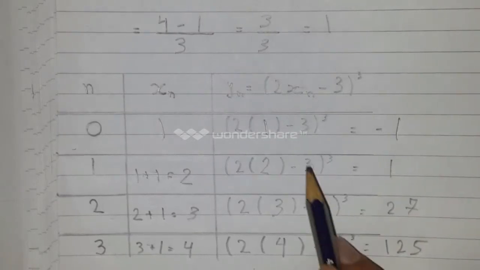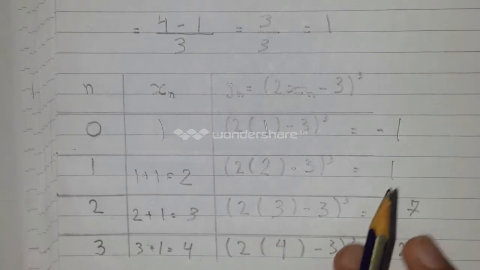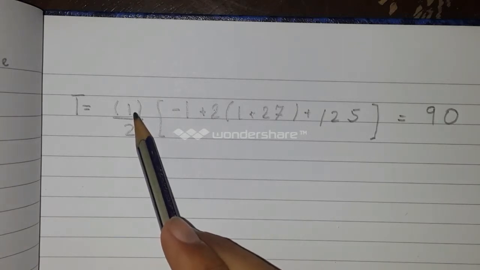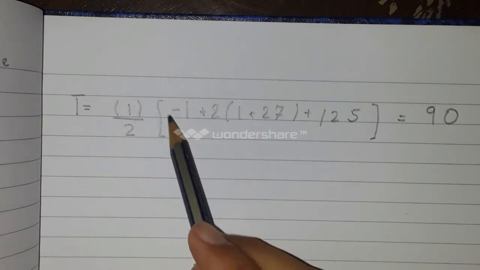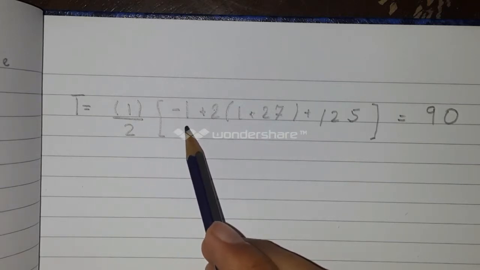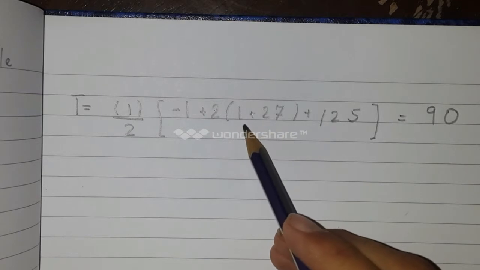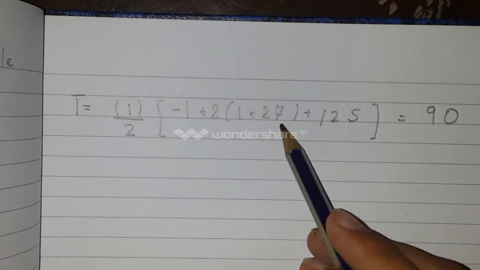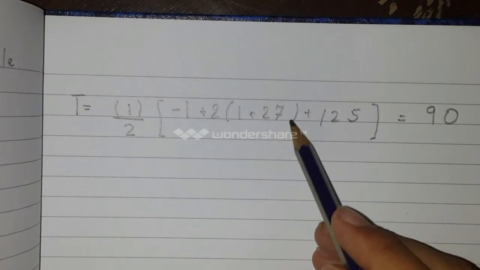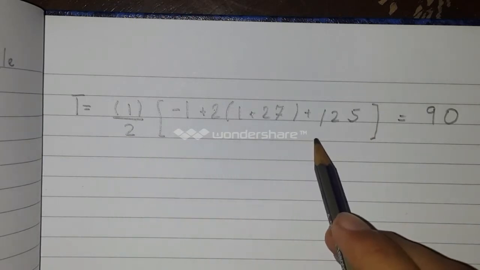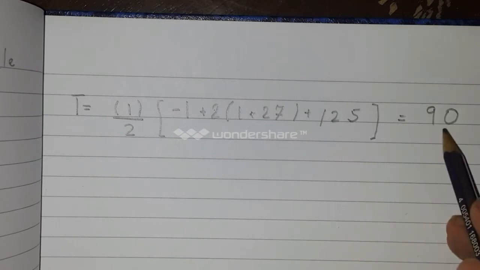Now we have gotten the values of y, and we have the width, change in x. Now we can put it in the trapezoidal formula. Change in x by 2: we found the change in x value as 1, so we put in 1 upon 2. Bracket open, we put in the first value, y naught, which we found as minus 1, plus 2 times the second value, y1, which we found as 1, plus y2, which is 27, bracket closed, the last value plus 125, bracket closed. Now this is the general trapezoidal rule with all the values put in. Simplify it, we will get 90.